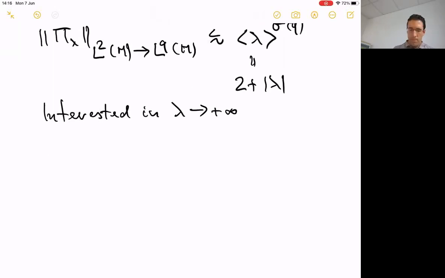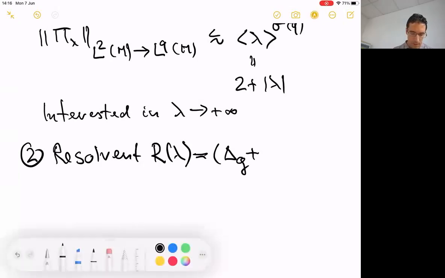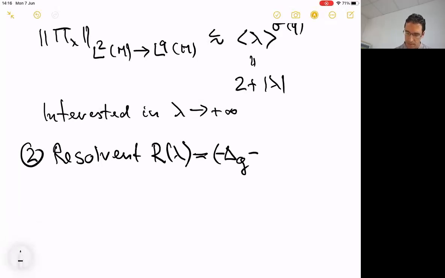Then the other type of estimate is the resolvent estimate. Of course, everybody knows what the resolvent is, but I'm going to introduce a notation that is convenient here, a slightly non-standard notation. I denote R of lambda to be the resolvent of the Laplace-Beltrami operator. It doesn't matter, I can write a plus here, or I can write a minus, but they have to have the same sign. Let me write a minus here.